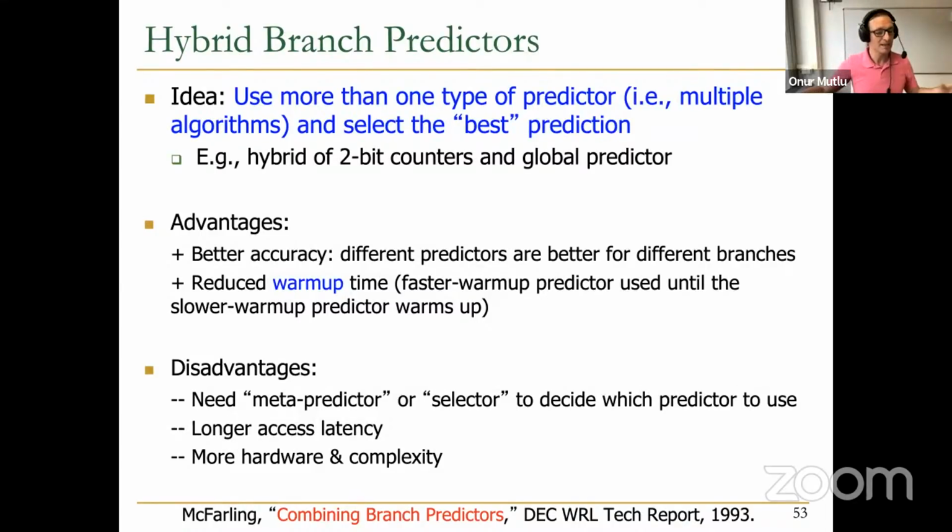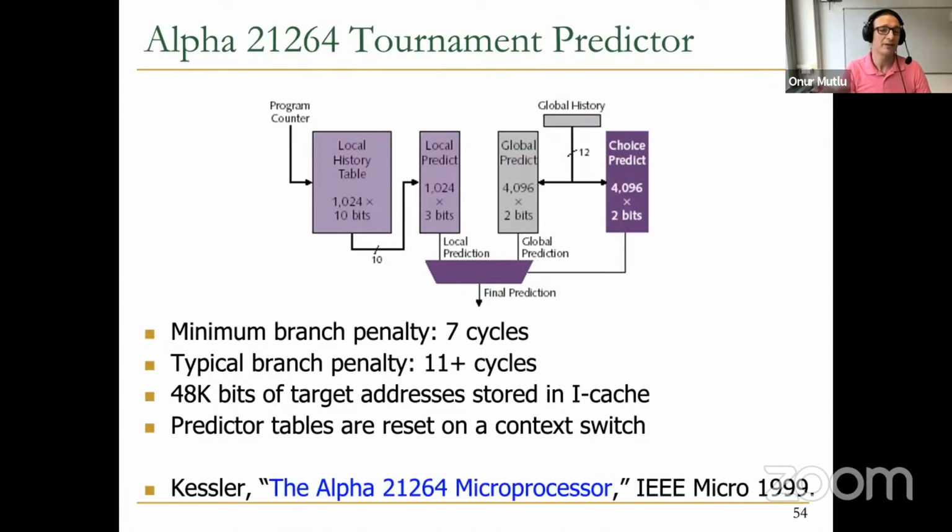If you have hybrid branch predictors, how do you select which predictor to use for your current prediction? And this is called a meta predictor or selector. Okay, there are many ways of designing the selector also. We're not going to go into that. It can use information similar to or somewhat different from the information that we included in our predictors so far. But let me give you an example.